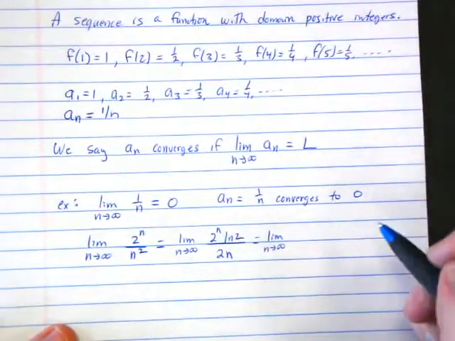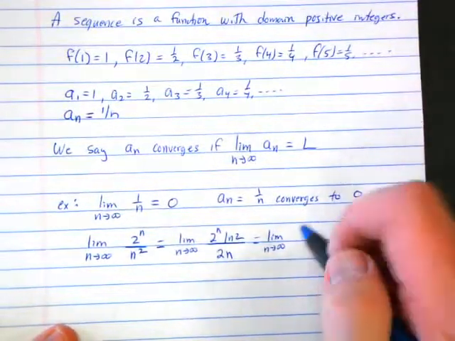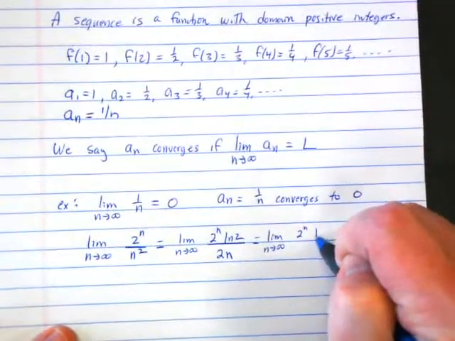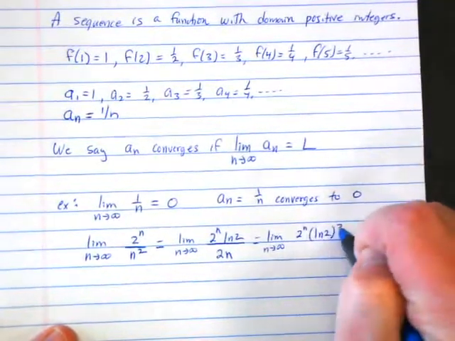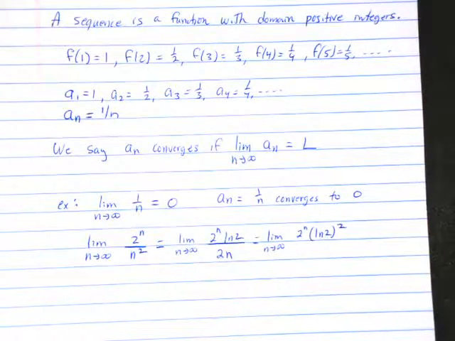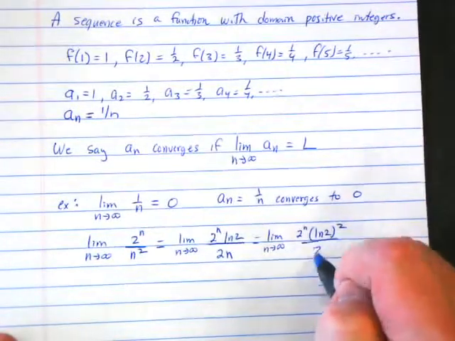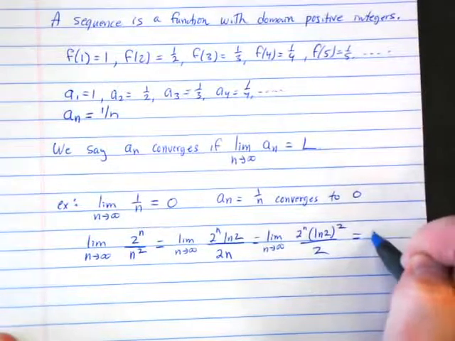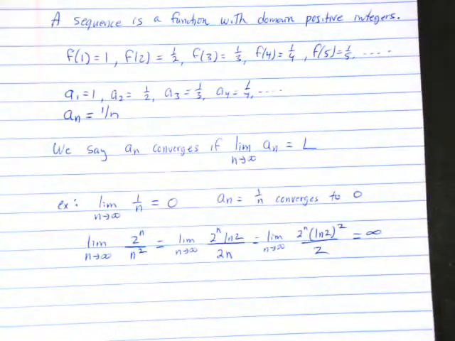What's the derivative of 2 to the n? 2 to the n, ln2, but I've already got an ln2. So ln2 times ln2 is ln2 squared, which is different from ln4, divided by 2. Now we're in the form infinity over a number. That's infinity. So this is a divergent sequence.